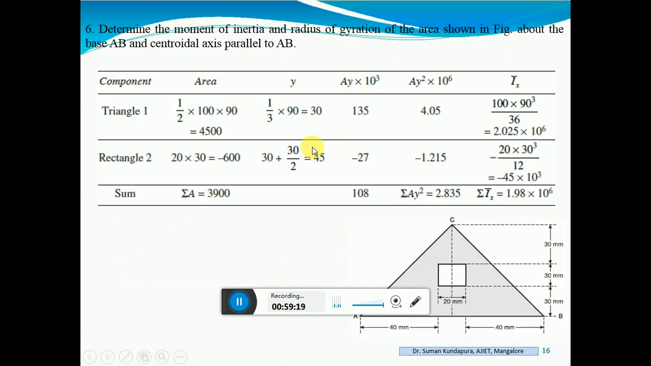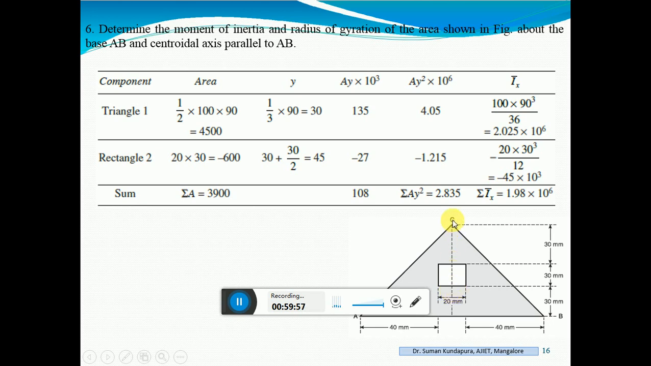So this figure is simple, you have only one triangle and one cutout rectangle, that is 30 into 20. There is a cutout, so it is minus 600. Triangle is half into base 100 into 90, 4500, you will get the area of the triangle minus the area of the rectangle. Okay, y distances are with respect to AB.